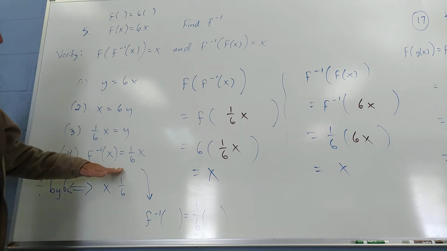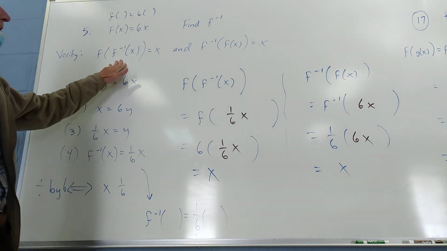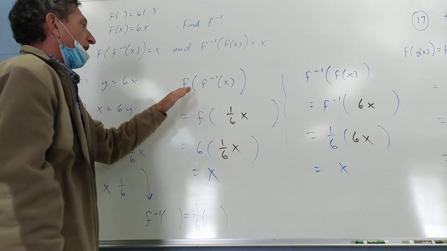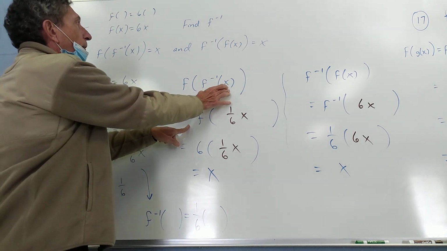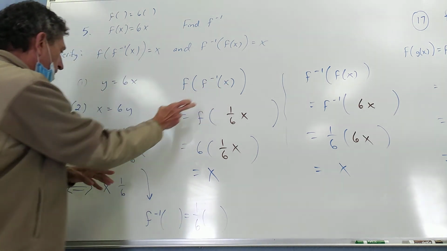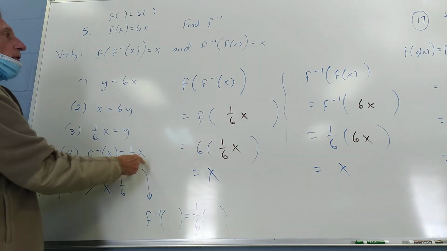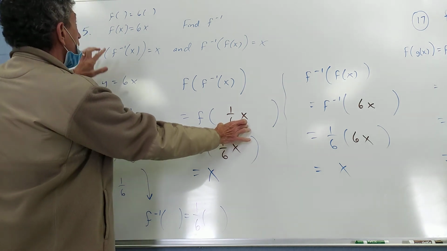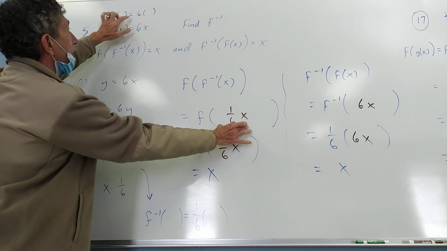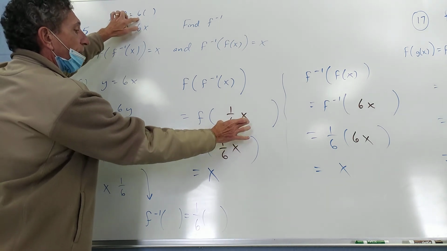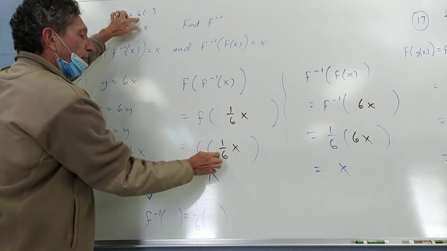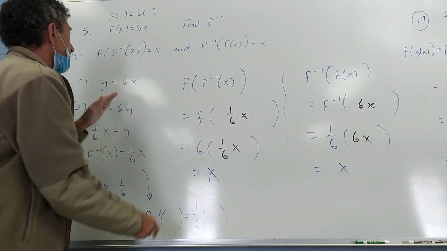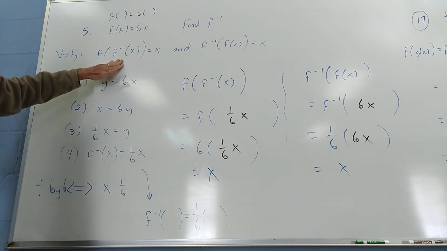Now that I have the inverse, I'm going to verify that f of f inverse of x turns out to equal x. The first step is I still have f of. I replace f inverse of x with what I just found it to equal. So f inverse of x is 1/6 x. To 1/6 x, I do the rule of f. F takes whatever you give it, multiplies it by 6. So if I'm going to give it 1/6 x, I am to multiply that by 6. 6 times 1/6 will cancel, and I get x, and I've got the first half of the verification requirement completed.